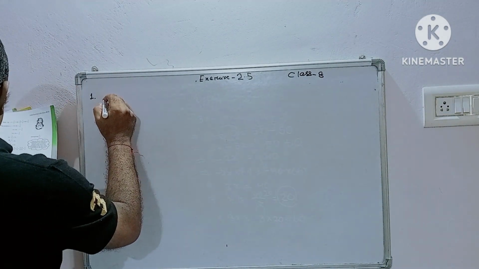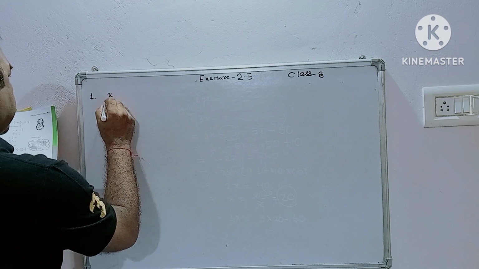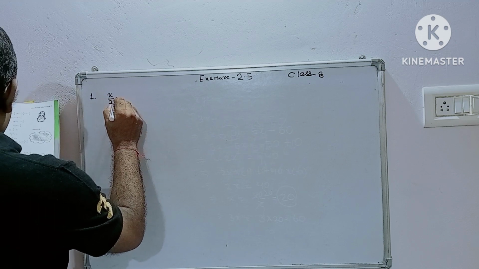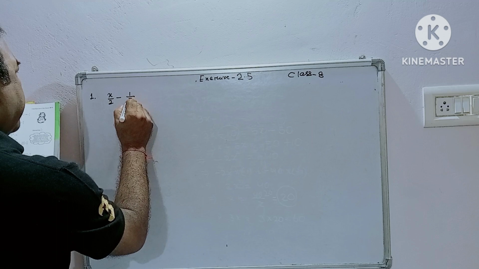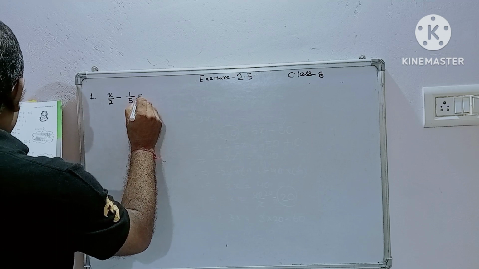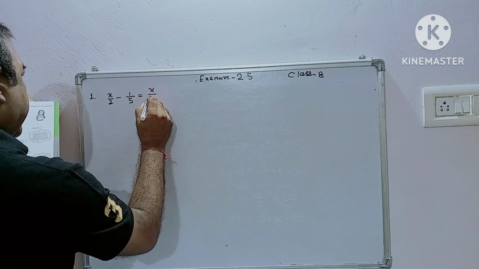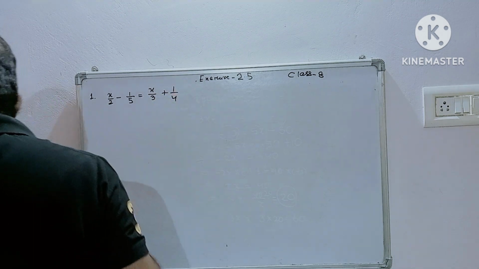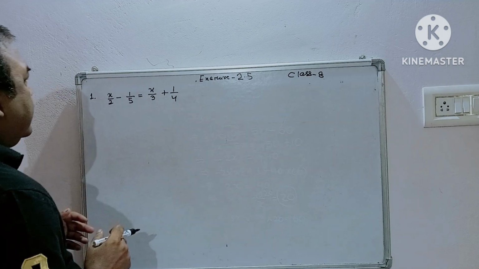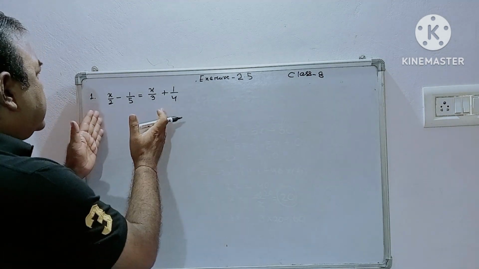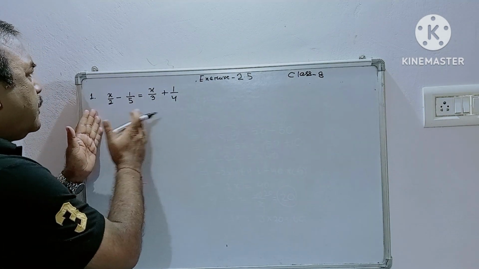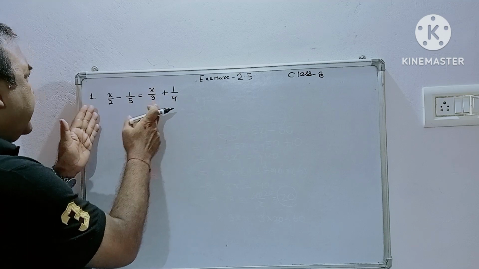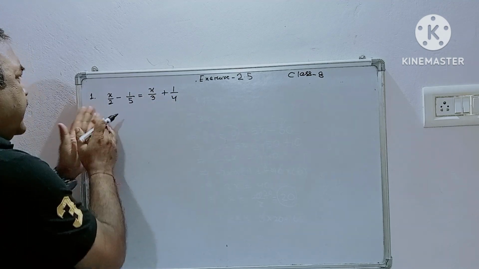Question number 1, x upon 2 minus 1 upon 5 is equal to x upon 3 plus 1 upon 4. So you see, we have to bring the variables to one side. We have to transpose x upon 3 to the left hand side of the equation.